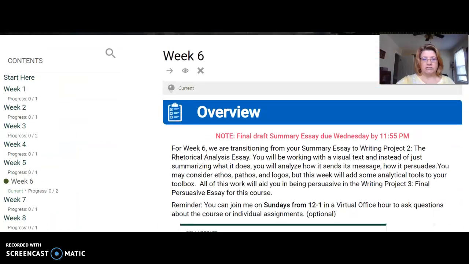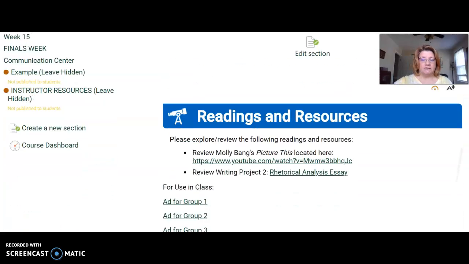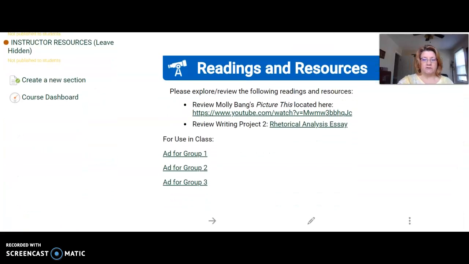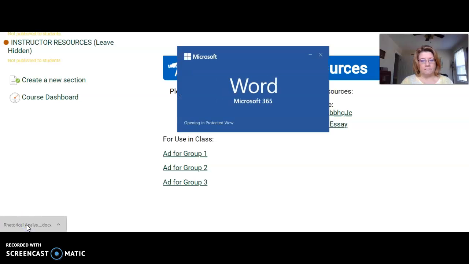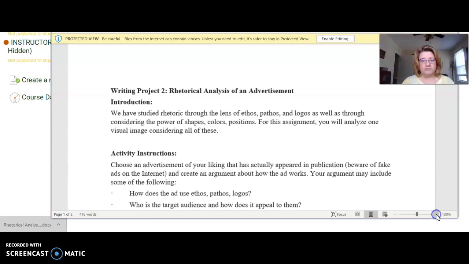In terms of transitioning you to thinking about Writing Project 2, you'll want to come in here under Readings and Resources and look at Writing Project 2, Rhetorical Analysis Essay, and get that opened up. See how much of it we can get on the screen at once. Yeah, here we go. So it's a rhetorical analysis. So that's kind of like what you did for the whale paper. Only this time you're going to be using a print advertisement.